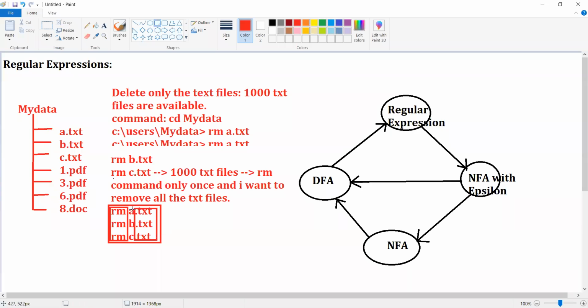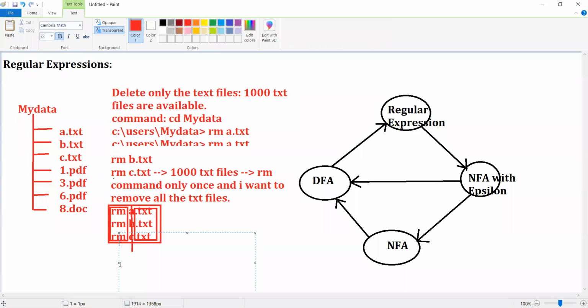Now, what about this A, B, and C? Can someone tell me what these 3 things are? File names. Very good. So these 3 are nothing but file names. In future, I may have any type of file name, not only ABC.